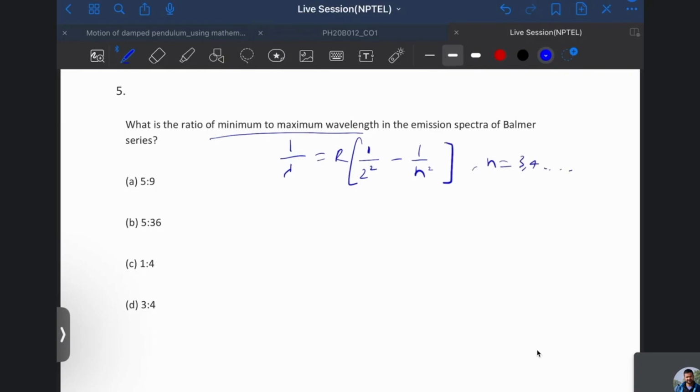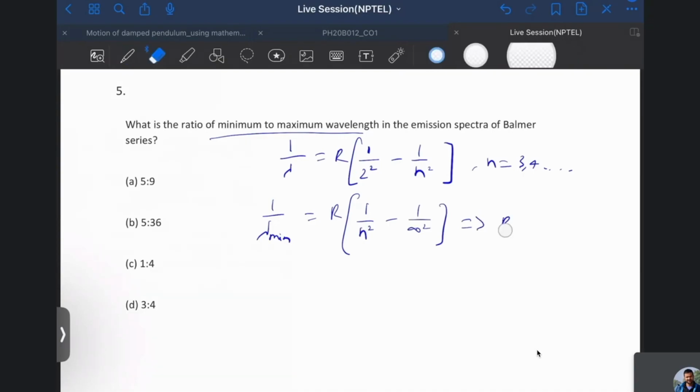Okay, now for minimum, tell me what will be the value of n. I just told. For minimum, n is equal to infinity, right? So then from here, lambda minimum is just 4 by R, correct?